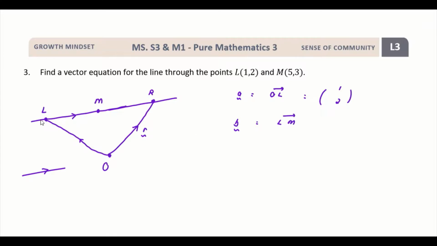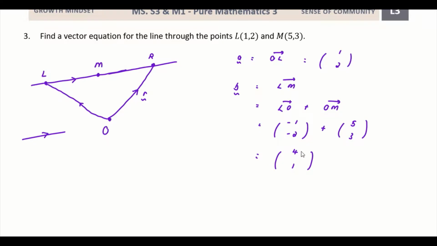Okay, I hope that you're following, because LM is basically the same thing, like when I have another direction vector. So for LM, can I find it? Yes, I can, because I can use LO plus OM. I'm given the coordinate for M as well. So LO will be equal to -1 and -2, the opposite of OL. Then plus OM here, which is 5, 3. So from here I'll be able to get 4 and then 1. Which means my B in this question is going to be 4, 1.